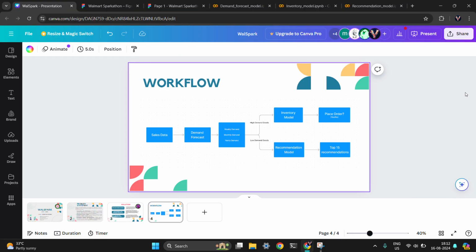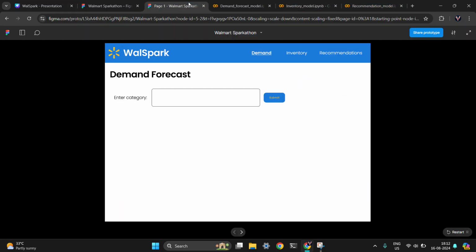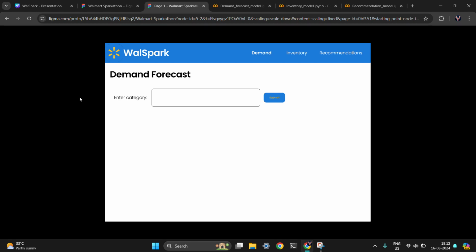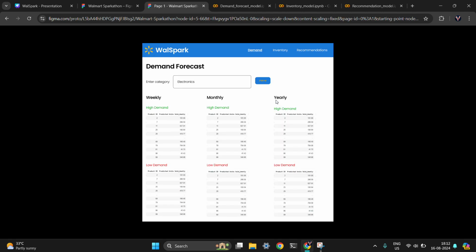Now let's look into the UI. This is the idea of the interface. It has three pages: demand, inventory, and recommendations, each for each model. The demand forecast. Here, if we enter the category of the product, we'll be getting weekly, monthly, and yearly demand. It includes both the high and low demand products.